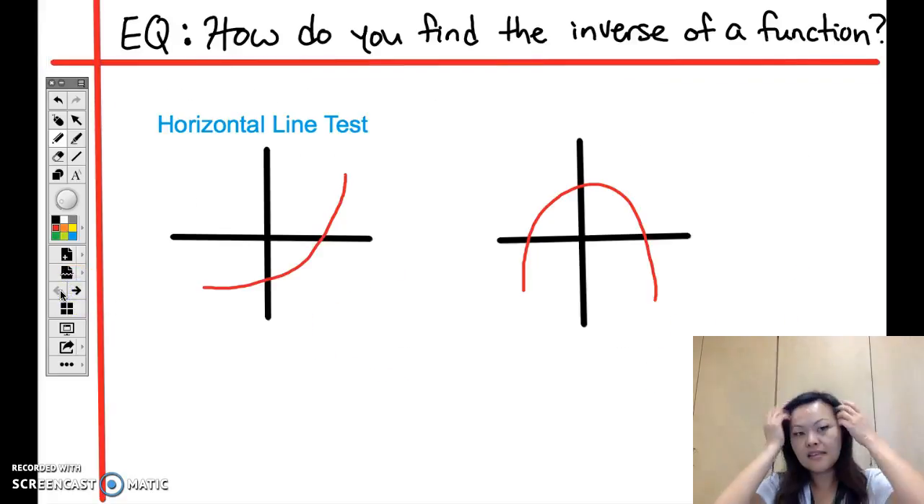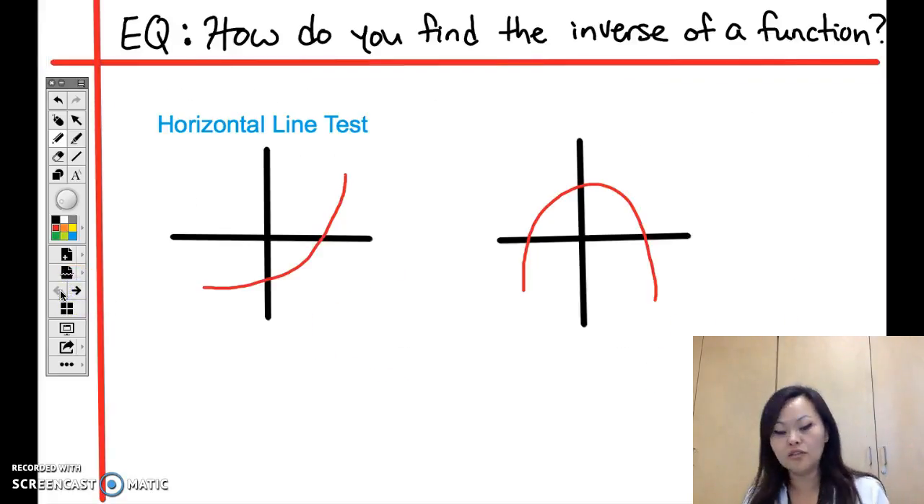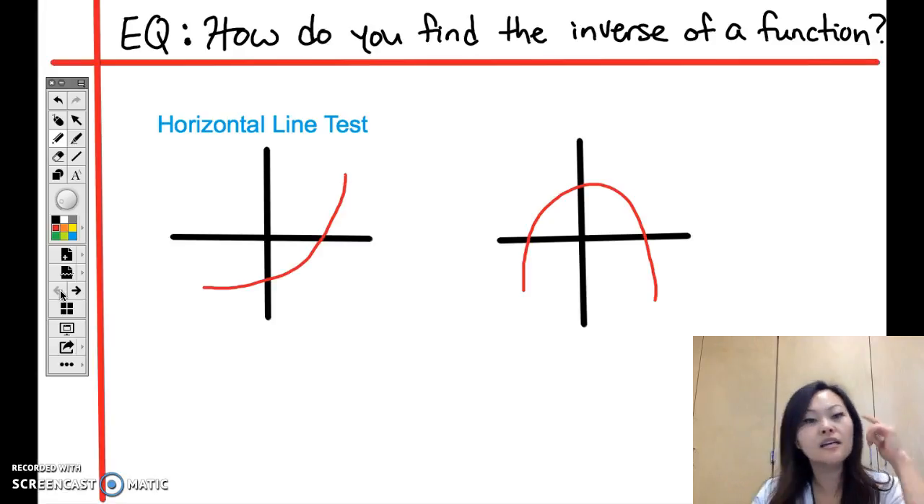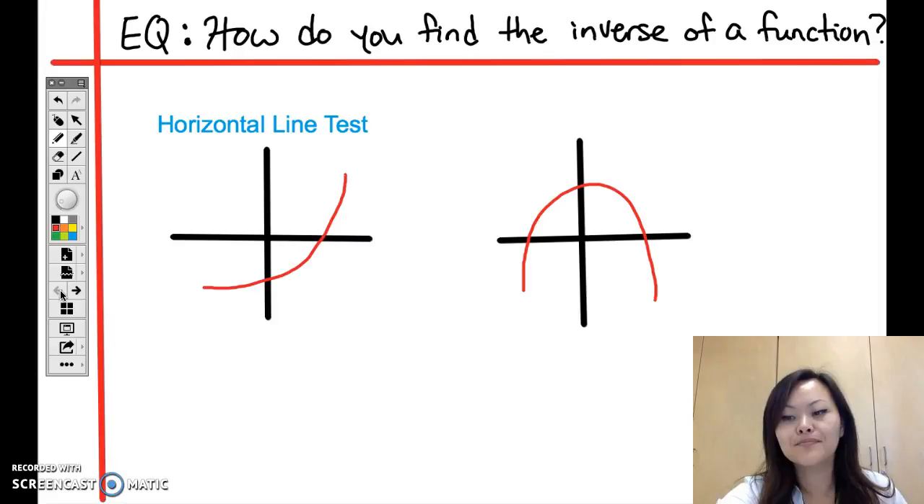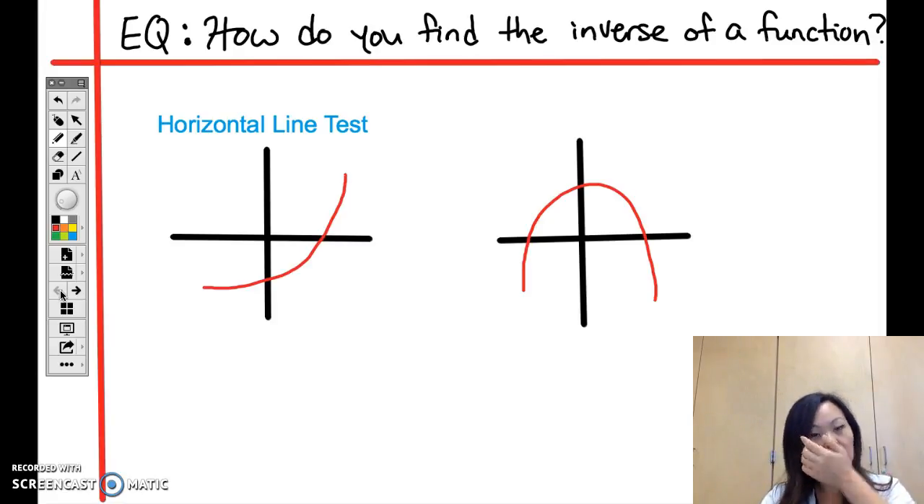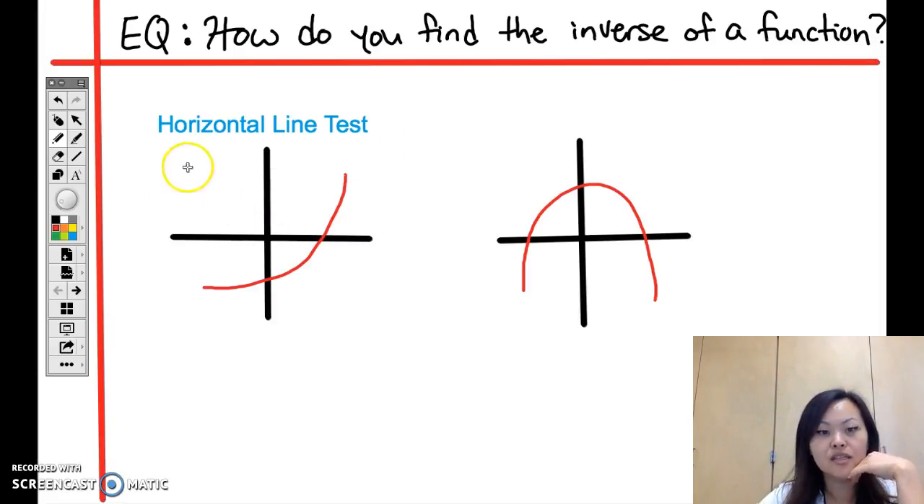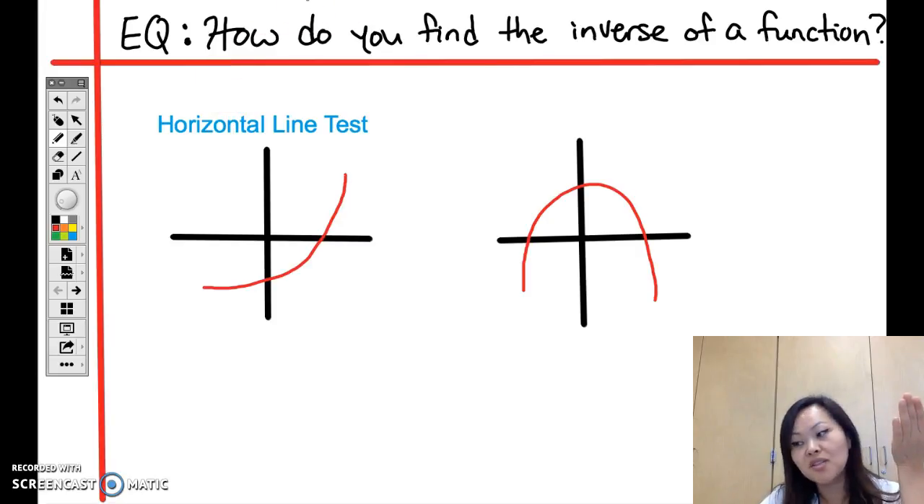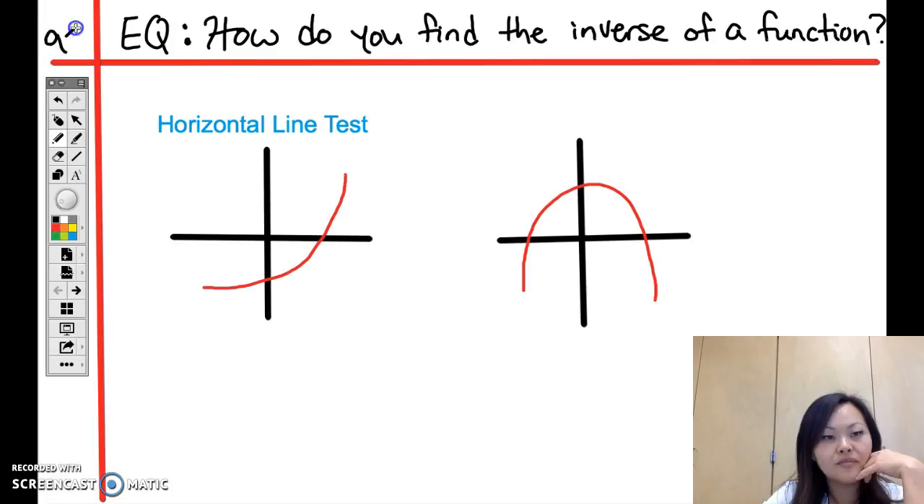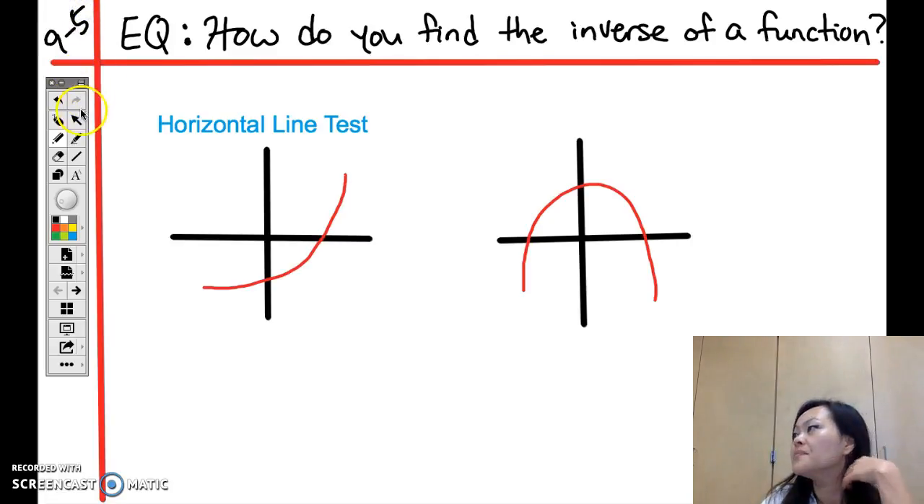Okay, so let's take a look. We're going to move on to chapter 9, section 5. Okay, so how do you find the inverse of a function? That's our essential question. In case you want to know, this is chapter 9, section 5. I'm going to write that right here.